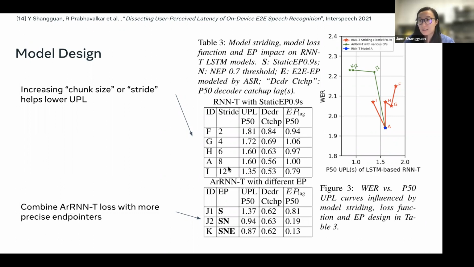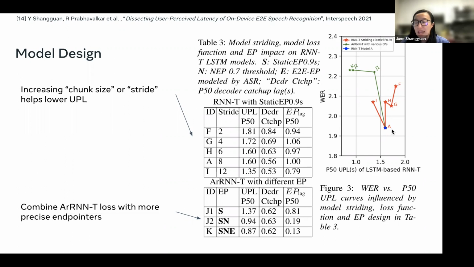So here, the striding is basically I wait for 2 frames or 4 frames before I run a forward. And so, as you know, the more frequently you run, likely your user perceived latency should be lower. But in this case, because you run the model frequently, your real-time factor is high, which means that your decoder catch-up is high. So there is a really fine balance of how many frames your model wants to process. We plot this out in this graph on the right, in the red. So you can see that there is a sweet spot. So when we run at 8 chunks, at a stride of 8, the model performs the best.